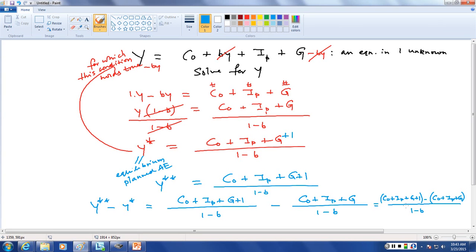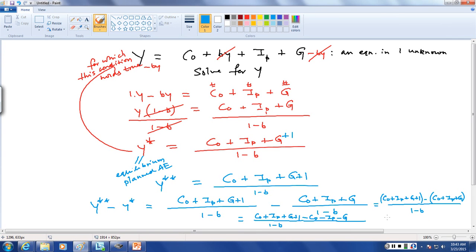Now, if I get rid of the brackets there, what would I get? 1 minus B is the denominator. And then I'm going to get rid of those brackets. So I have C0 plus IP plus G plus 1. And then get rid of those brackets again. What am I going to get? Now remember, there's a minus sign in front of those brackets. That's significant. So when I remove those brackets, what will I get? Minus C0 minus IP minus G. Is that right?